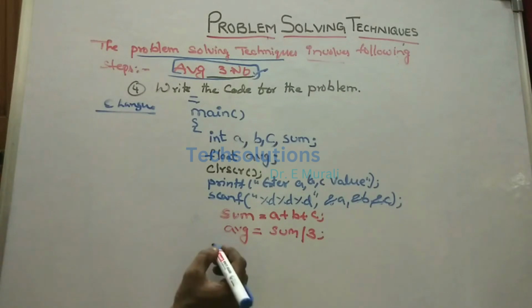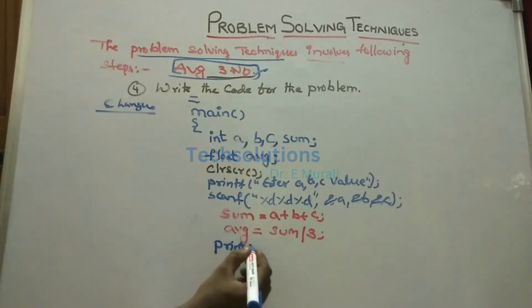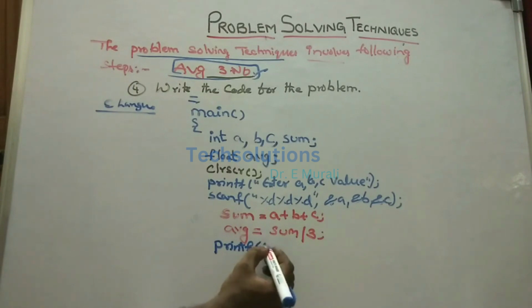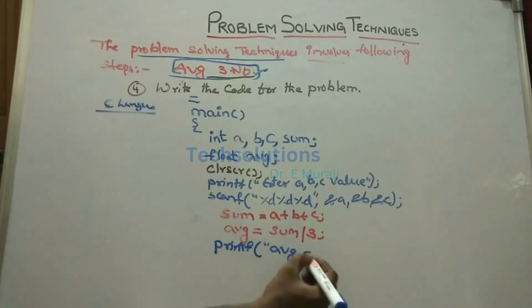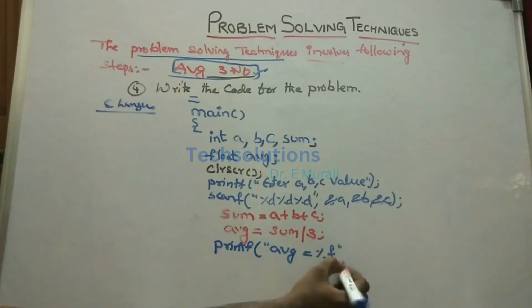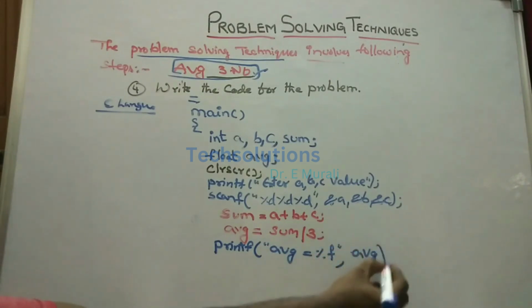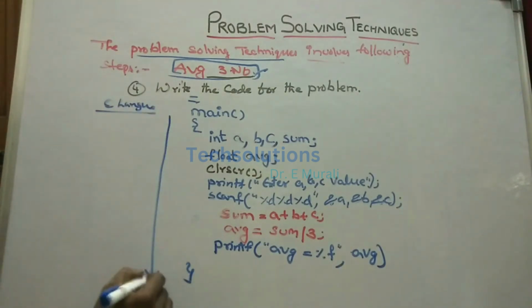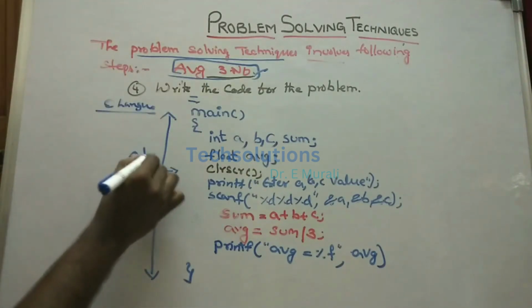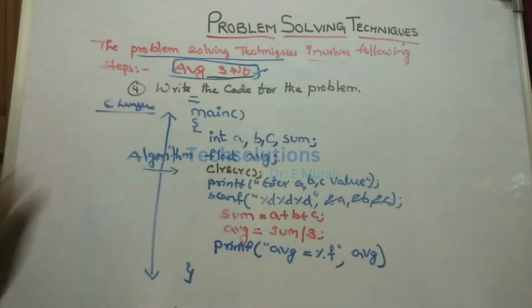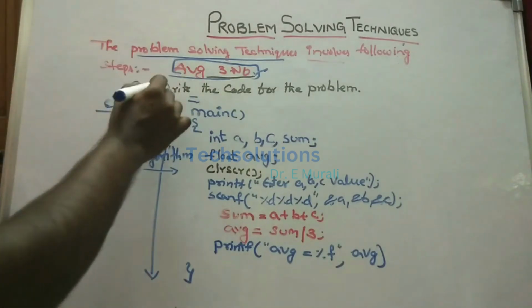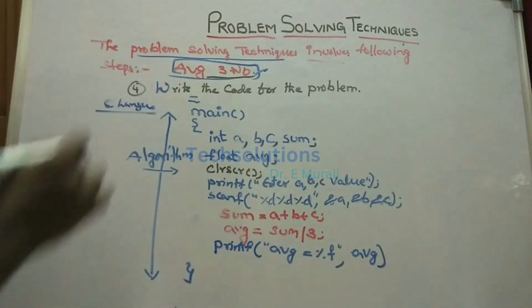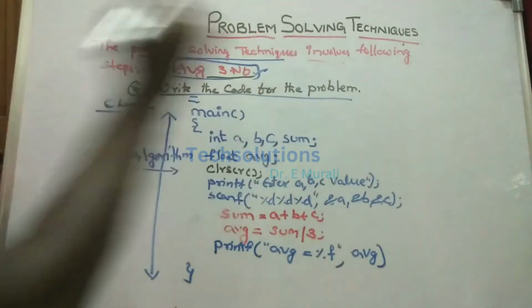And finally, I have to display the result. That is the printf. The average is %f, a floating point value, where the average is available in the avg variable. And finally, I have to close the main. This is the program I have to write for the problem statement. This program is related to the algorithm which I have to write. Clear? This is the need of writing the code for the problem statement, in the language which you want to use. That is the fourth step, to write the code for the problem.